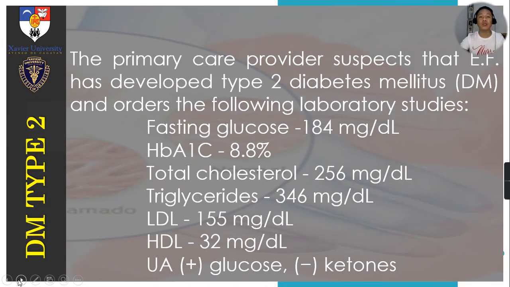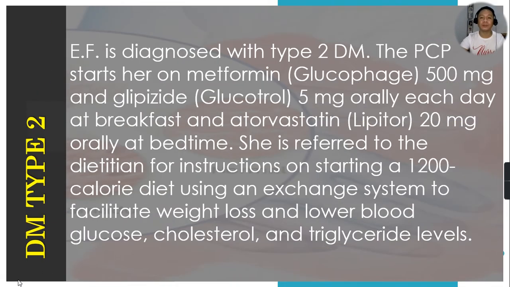The primary care provider suspects that EF has developed type 2 diabetes mellitus, or DM, and orders the following laboratory studies: fasting glucose of 184 milligrams per deciliter, HbA1c or glycosylated hemoglobin of 8.8%, total cholesterol of 256 milligrams per deciliter, triglycerides of 346 milligrams per deciliter, LDL of 155 milligrams per deciliter, HDL of 32 milligrams per deciliter, urinalysis positive for glucose but negative for ketones. EF is diagnosed with type 2 diabetes mellitus.